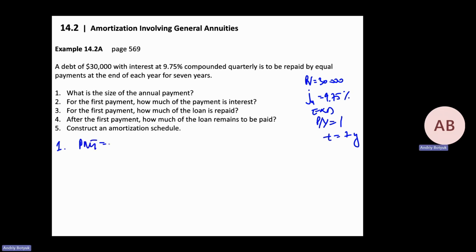Payment, I found $6,184.97, right? Yes, no? Well, how can we check ourselves? Times 7, so what is 43,000? Sounds realistic, right? What is the first payment? How much of the payment is interest? For the first payment, how much is the interest? Well, we can go and use the amortization table.